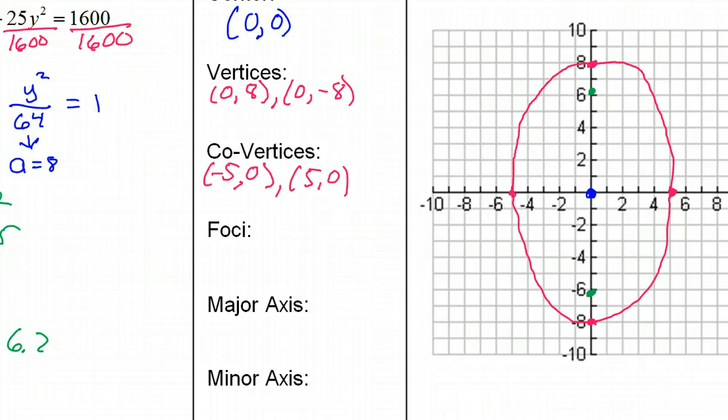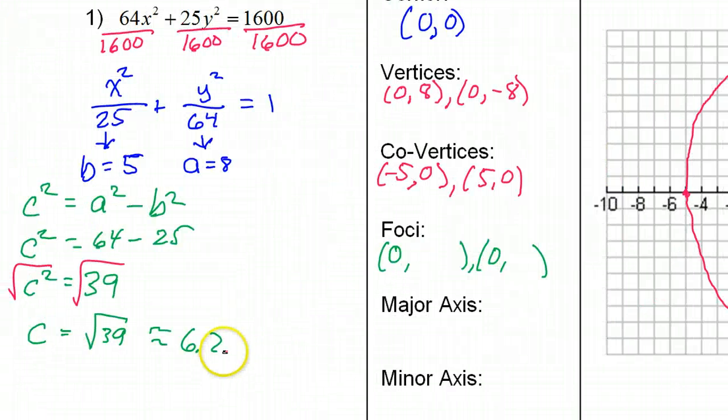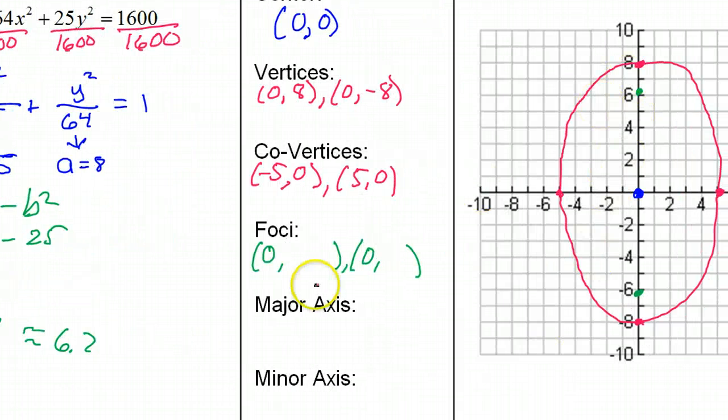Now, as far as naming them, these foci are on the y-axis. So that means the x value is 0. So it's going to be 0, comma something. So it's just the y value. I'm not allowed to use the decimal. I have to be exact. So I'm going to use the radical form. If I'm going up, then that's positive radical 39. If I'm going down, that's going to be negative radical 39. So those are the foci.